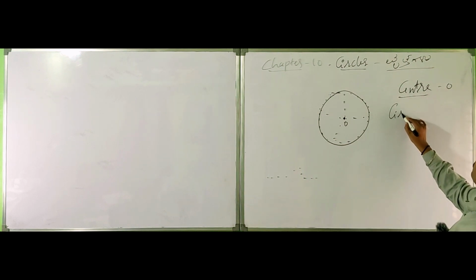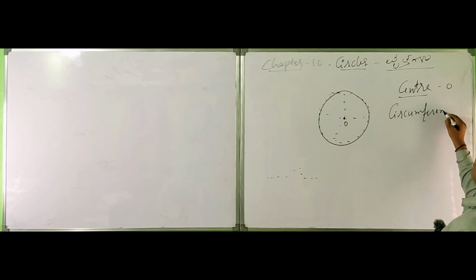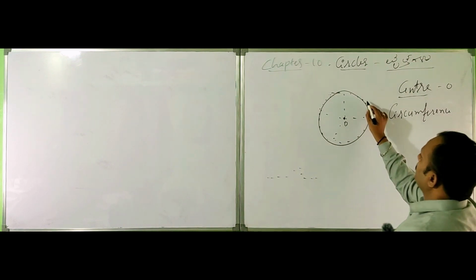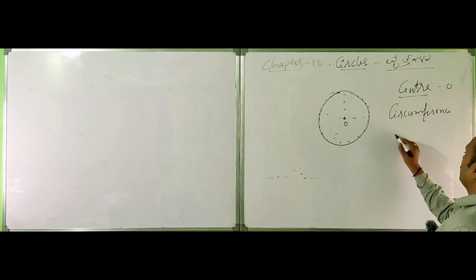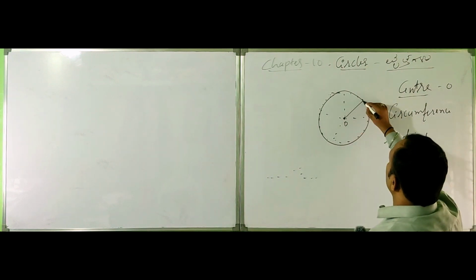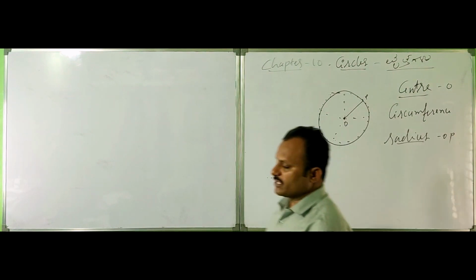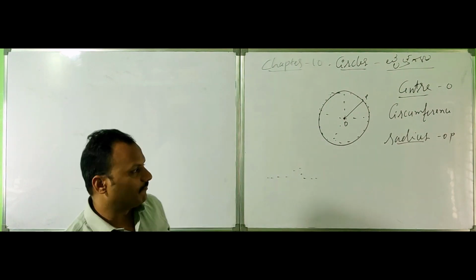Circumference is the whole curve. Okay, circumference. Next one is radius. Let's take one point here, P. OP is the radius, the distance between the fixed point and the circumference.